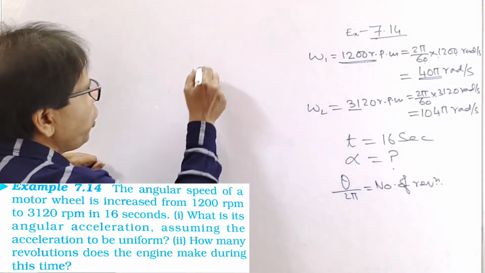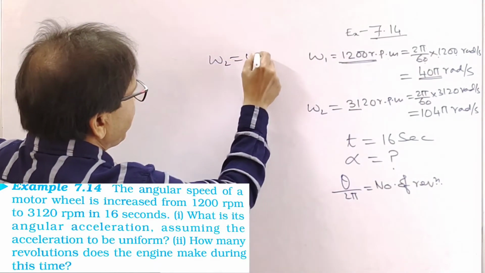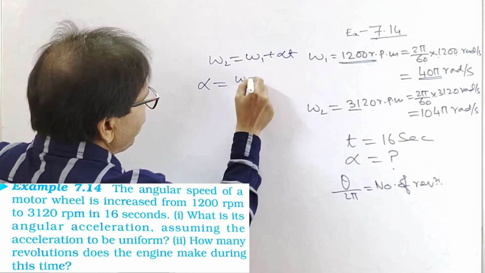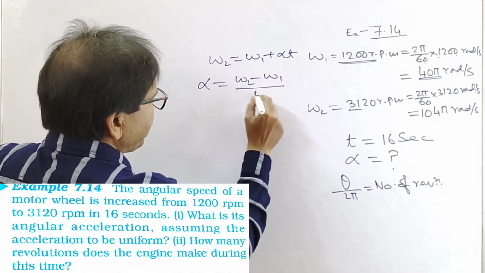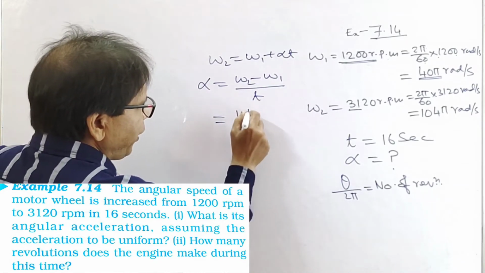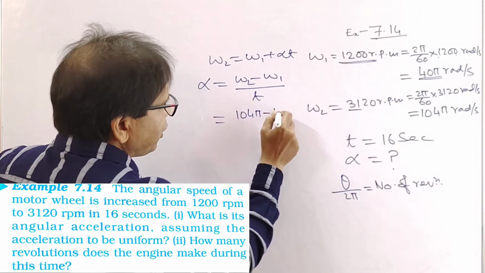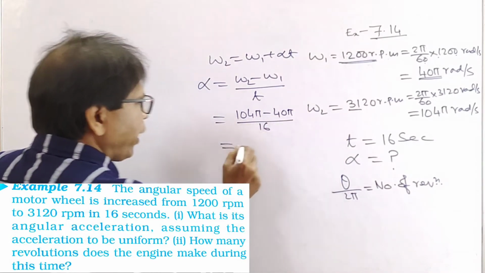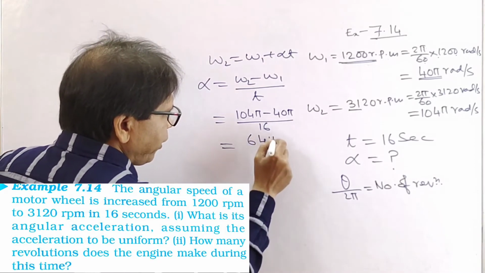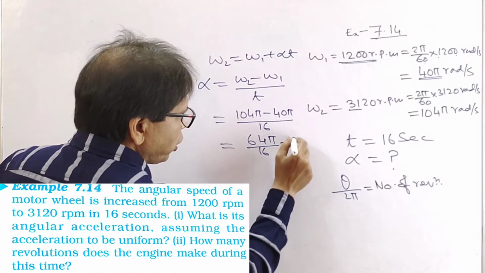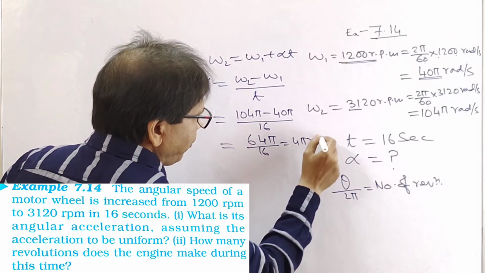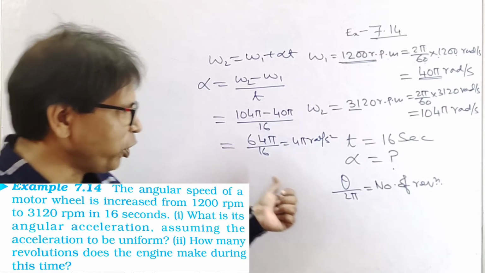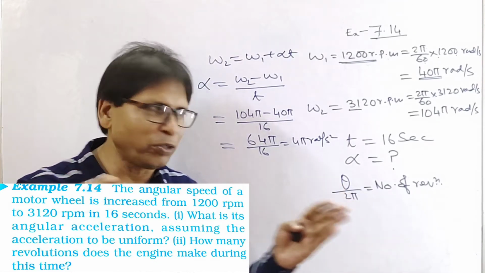We know omega 2 equal to omega 1 plus alpha t. So alpha equal to omega 2 minus omega 1 divided by t. Now this is 104 pi minus 40 pi, divided by 16. This is 64 pi divided by 16. So this is 4 pi radian per second square, the angular acceleration. Now we have to calculate the number of revolutions.